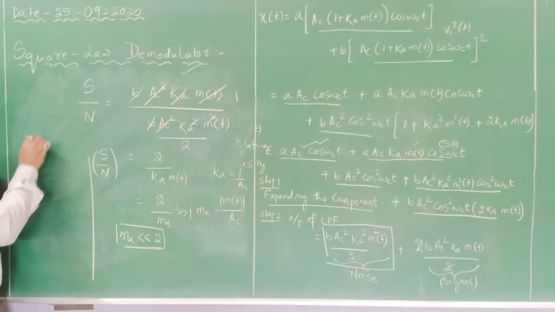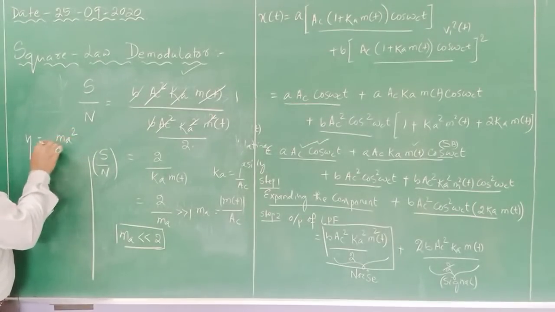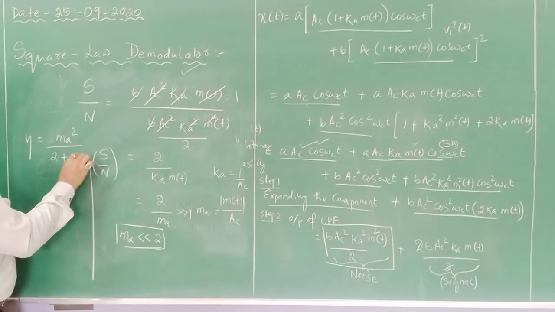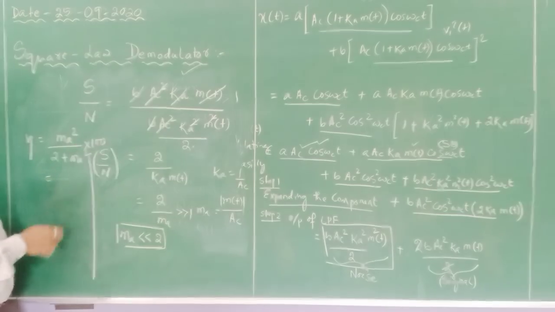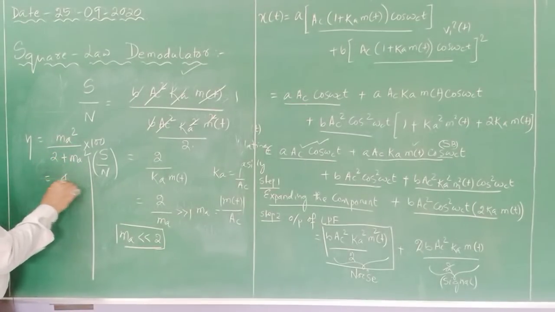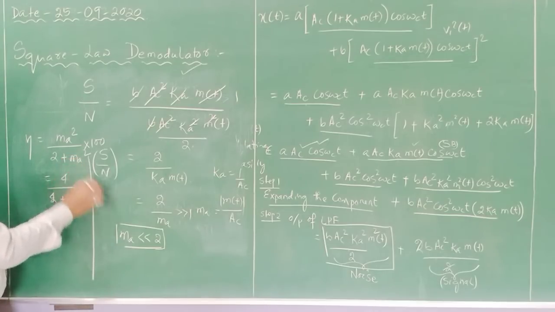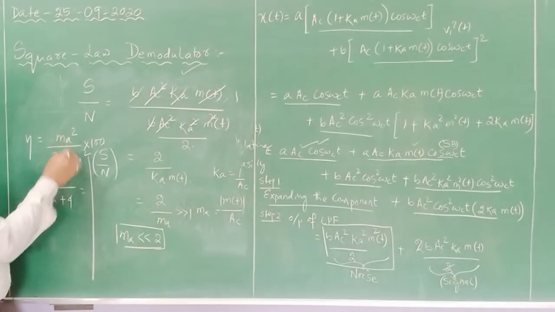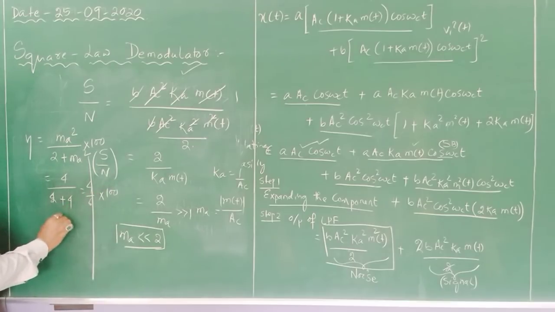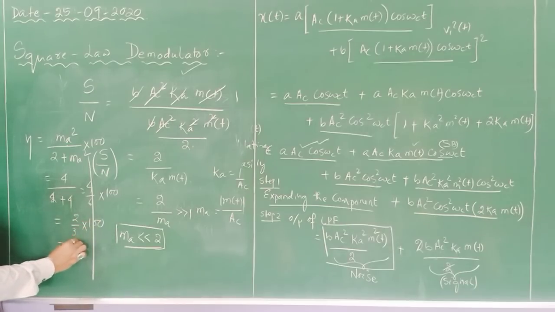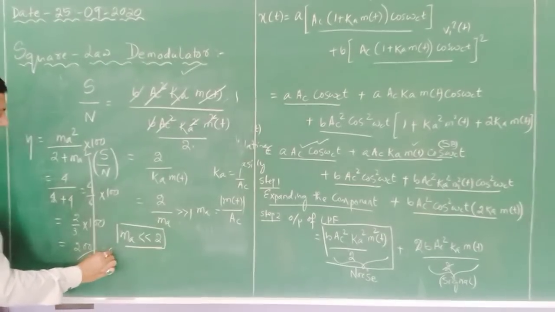As we know, efficiency is equal to MA square divided by 2 plus MA square, into 100. So in place of MA, let us consider this is 4, this is 2, this is plus 4. I have substituted the MA value as 2. So square means it is 4 divided by 6 into 100. So that means it is 2 divided by 3 into 100. So it is 200 divided by 3.